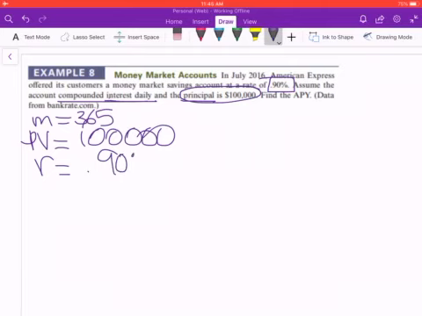So this is below 1%. If we get rid of the percent symbol, we still need to divide by 100. So we move the decimal point 2 units to the left. We get that. And the question here is find the APY.